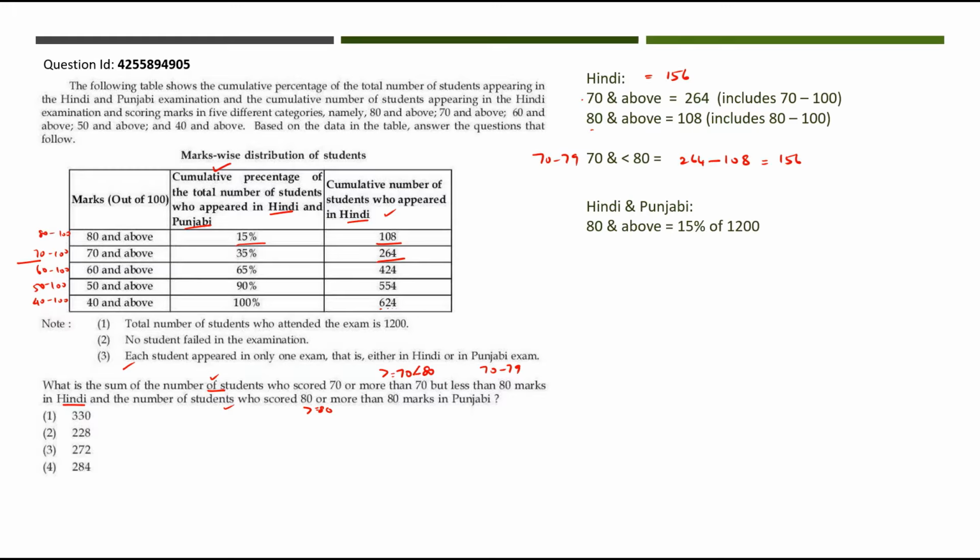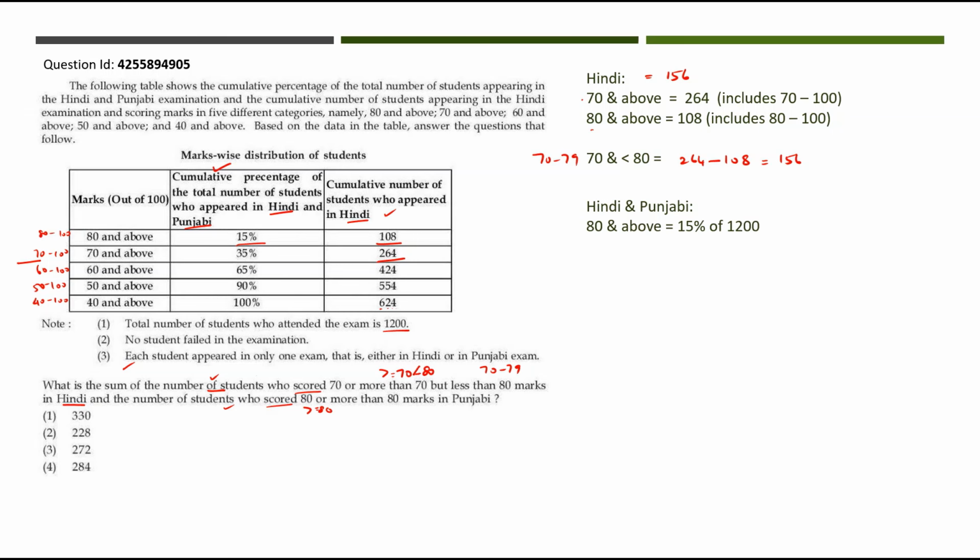There are two clues here. One is the total number of student count is given as 1200. So this will be 15% of 1200 students. And they say no student failed in the exam. So when they say scored above, it means anybody who appeared in the exam have actually passed.